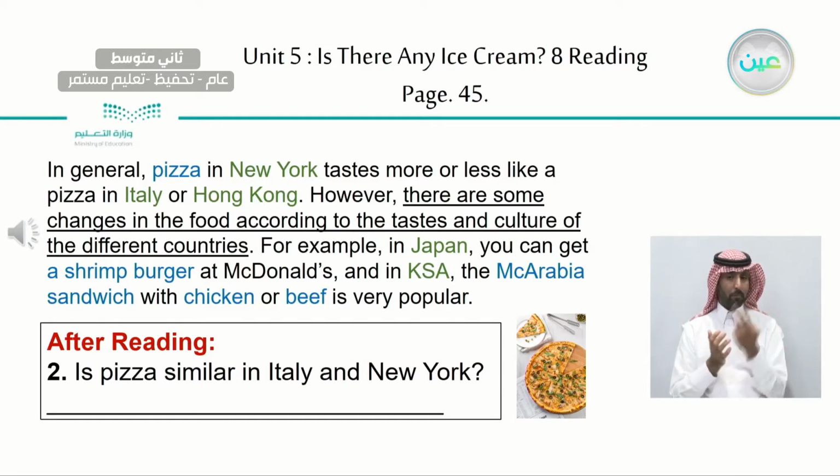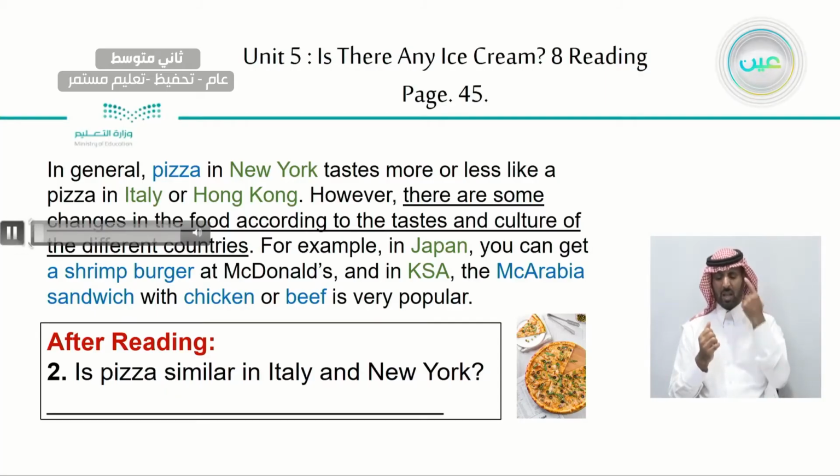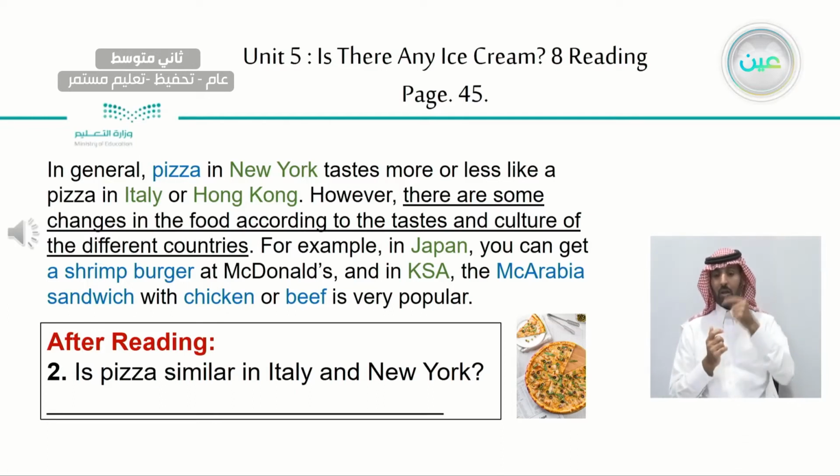Now let's take a look here. So what is the question that we have for this part? Is pizza similar in Italy and in New York? Now we want to read this part and find the answer for this question. In general, pizza in New York tastes more or less like a pizza in Italy or Hong Kong. However, there are some changes in the food according to the tastes and culture of the different countries. For example, in Japan, you can get a shrimp burger at McDonald's. And in KSA, the Mac Arabia sandwich with chicken or beef is very popular.